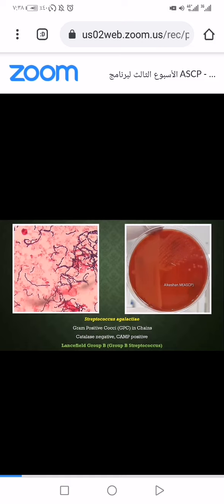For Streptococcus agalactiae, this is how it looks under the microscope. We do the catalase test to differentiate whether it is Staphylococcus or Streptococcus. After that, we can do the Lancefield grouping. Do you know it? The Lancefield grouping? Do you have any idea?